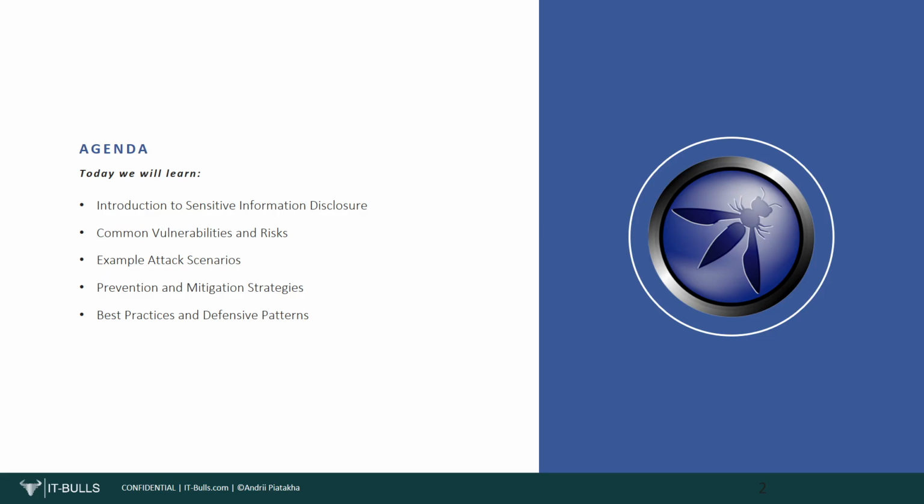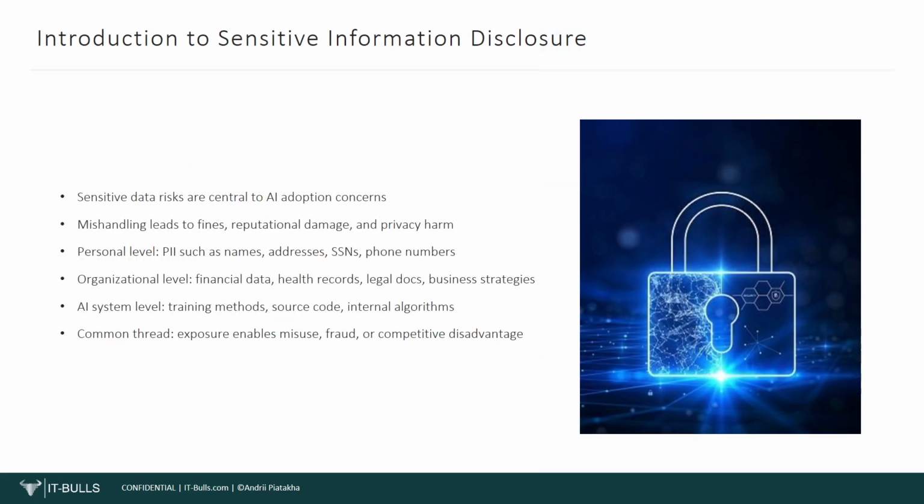So let's begin. When we think about large language models, one of the most pressing concerns is the risk of sensitive information disclosure. This is not a purely theoretical issue. It strikes at the very heart of why organizations, governments, and individuals hesitate to adopt AI systems at scale. Sensitive data is the backbone of digital trust, and if a model mishandles it, the consequences can be severe, ranging from regulatory fines to reputational damage and even harm to individual privacy.